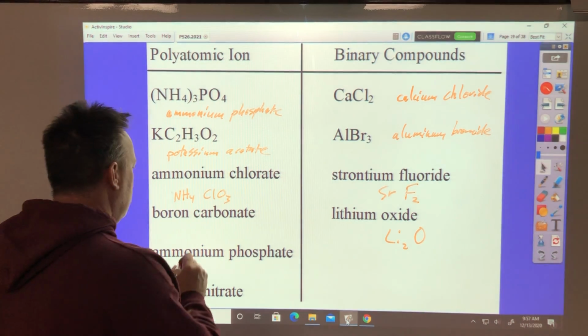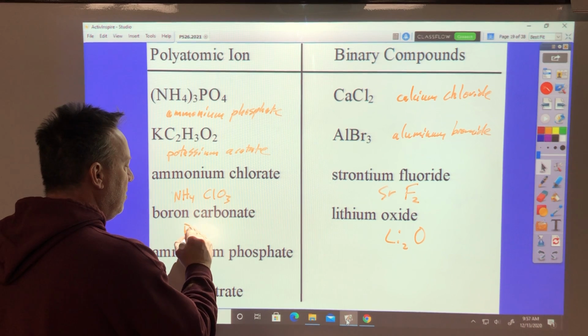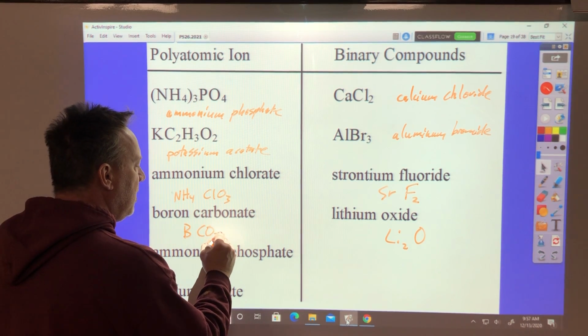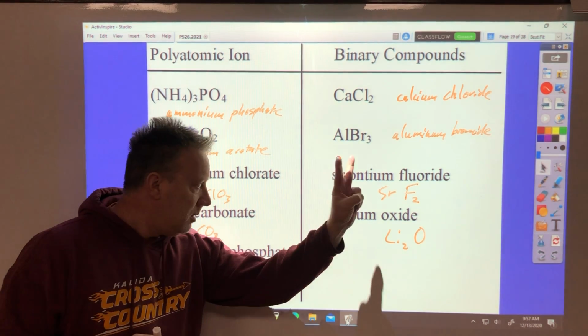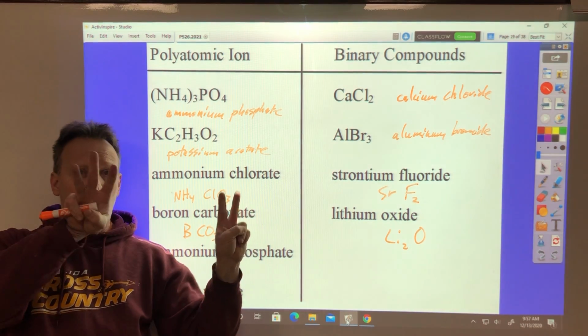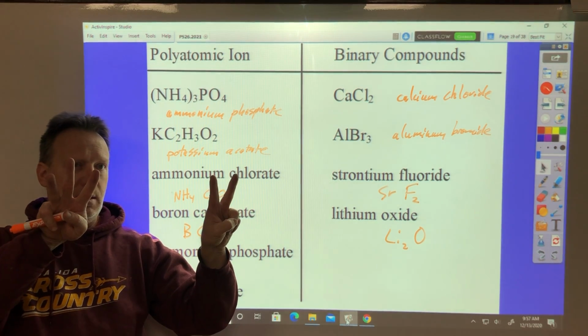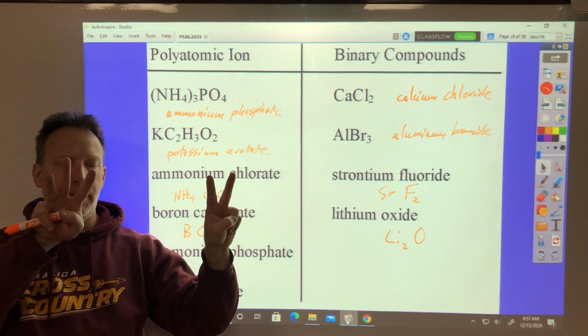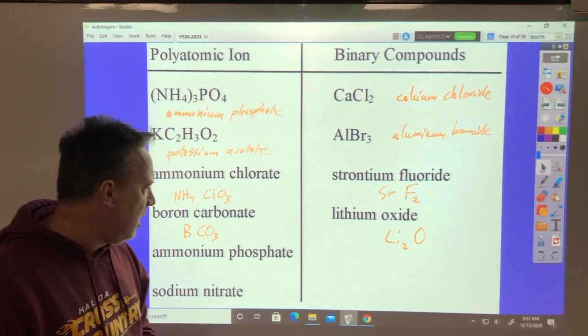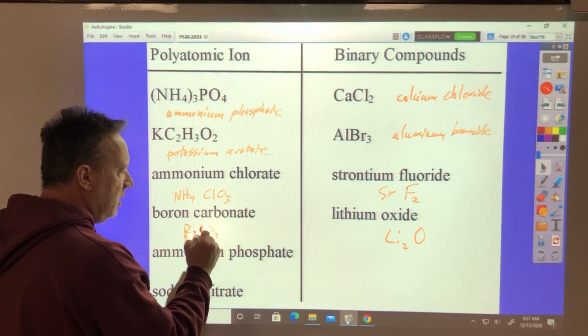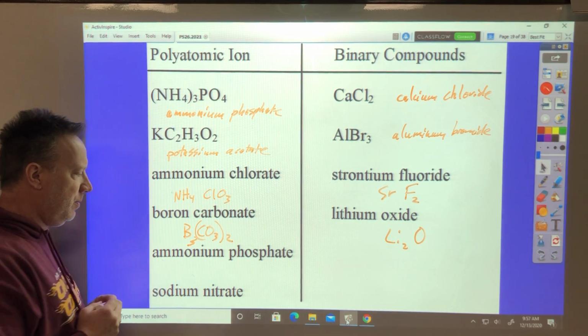Boron carbonate, boron's from the periodic table, it's B. Carbonate is CO3, 2 minus. Carbonate takes 2, boron gives 3. Not a match. You can just swap the numbers here. B2(CO3)3.